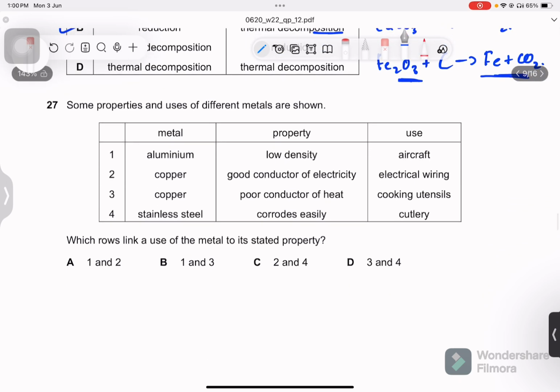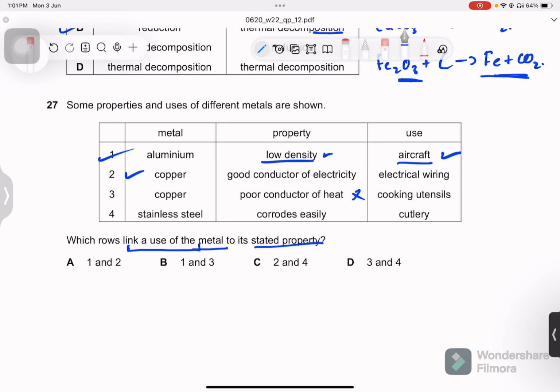Some properties and uses of different metals are shown. Which row shows a link of the use of the metal to its stated property? This is a frequent way of asking, where they check if you know the link of the use to the metal. So aluminum has a low density, yes, and it is used in aircraft. So true, option one is correct. Next, copper is a good conductor of electricity, so it is used in electrical wiring. Again, correct.